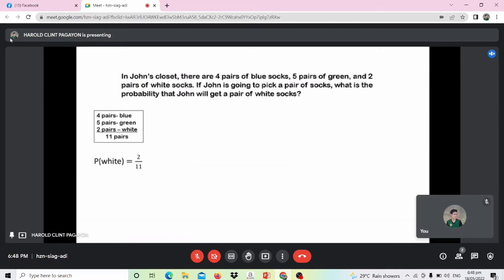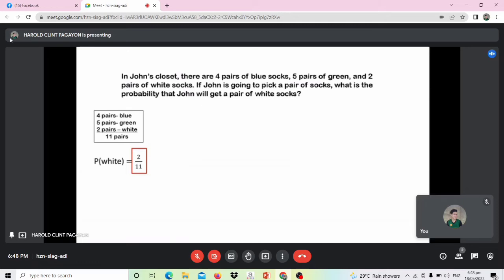It turns into 2, because we are looking for the White Sox, given there are 2 pairs of White Sox, all over the number of all possible outcomes, which is the total of all pairs of Sox, which is 11. So that's why it becomes 2 over 11. Since we cannot simplify this one, this is now our final answer.